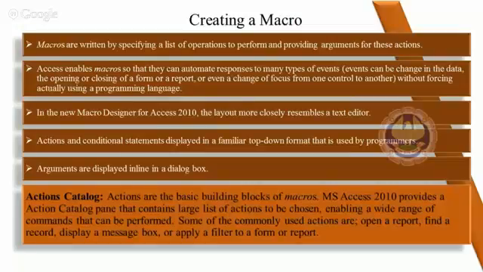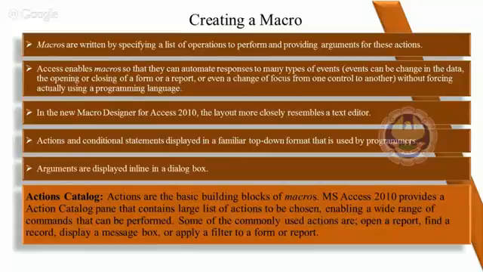Creating a macro. Macros are written by specifying a list of operations to perform and providing arguments for these actions. Access enables macros so that they can automate responses to many types of events. Events can be changes in the data, the opening or closing of a form or a report, or even a change of focus from one control to another, without actually using a programming language.